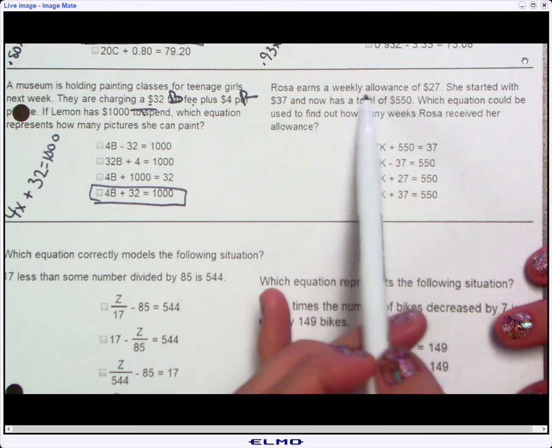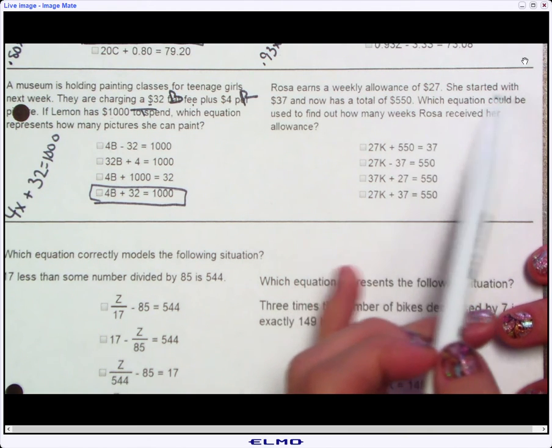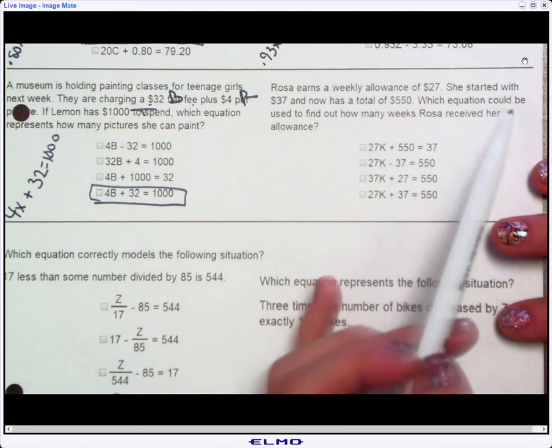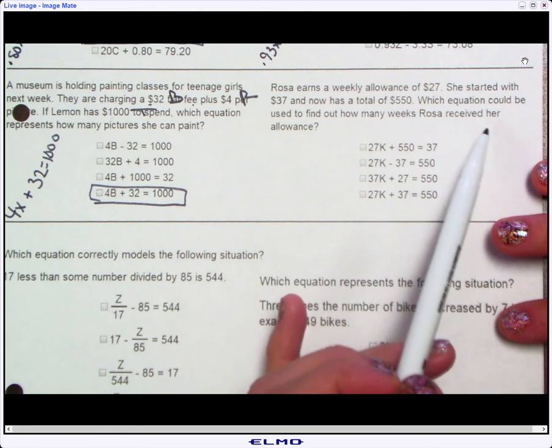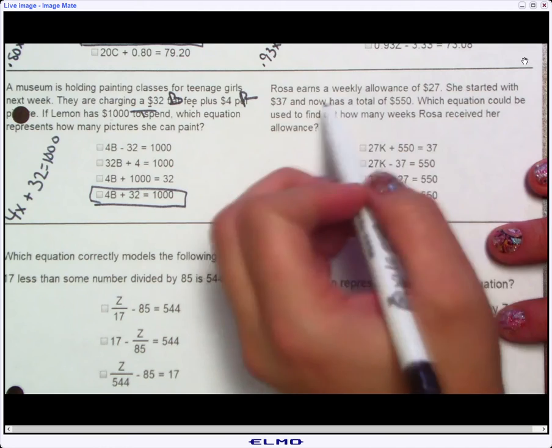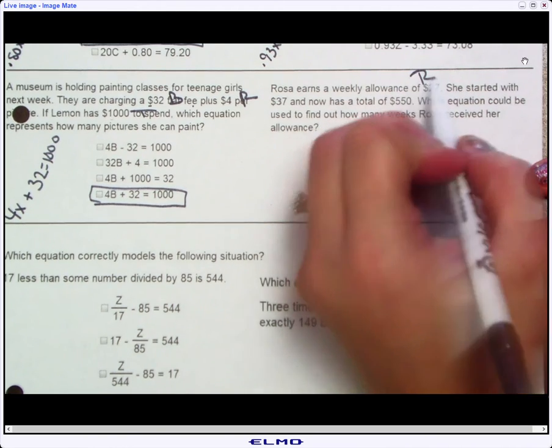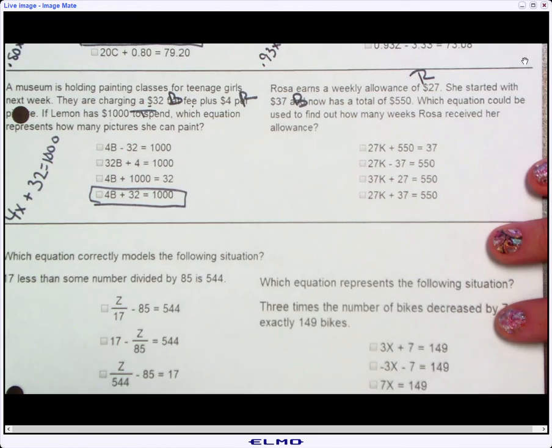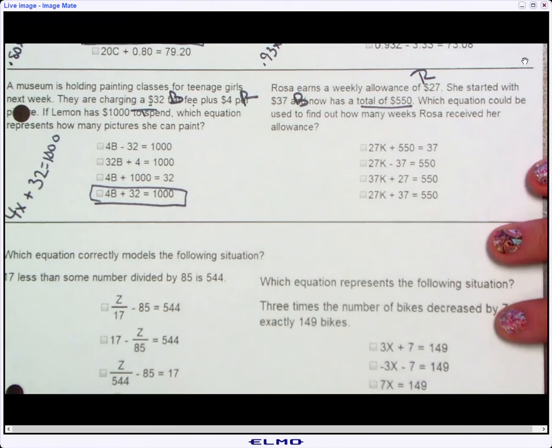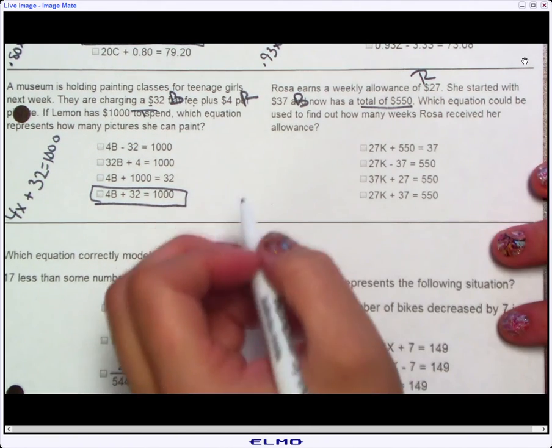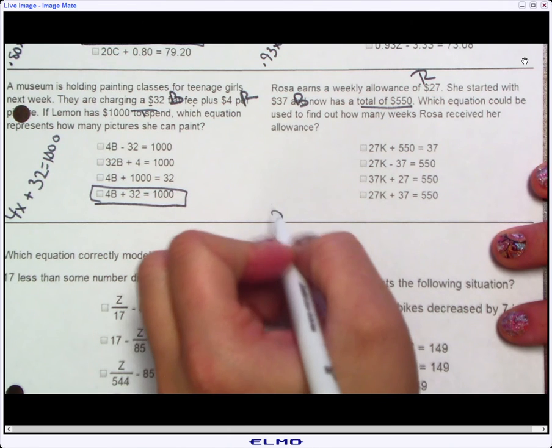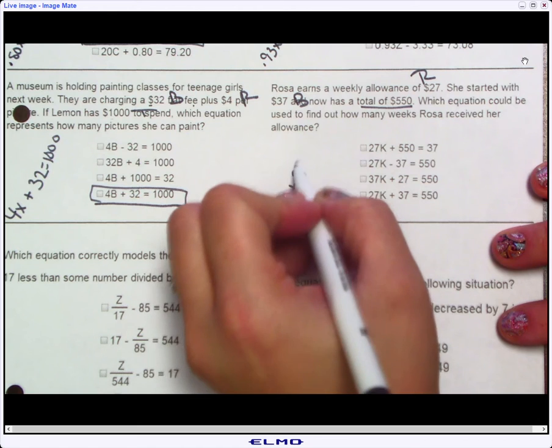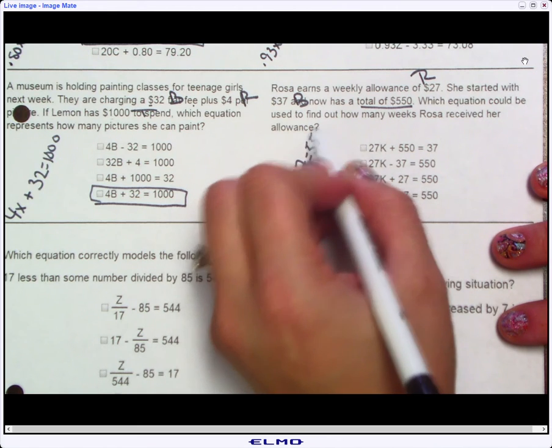Rosa earns a weekly allowance of $27. She started with 37 and now has a total of 550. Which equation could be used to find out how many weeks Rosa received her allowance? So weekly allowance, that's the rate per week. She started with, that's her base number, her start number. Total of 550. So rate times variable plus base equals total.